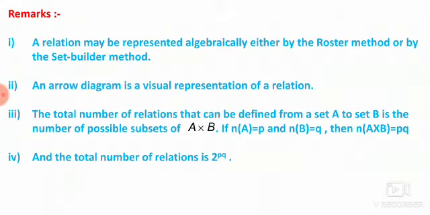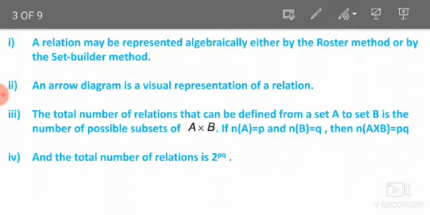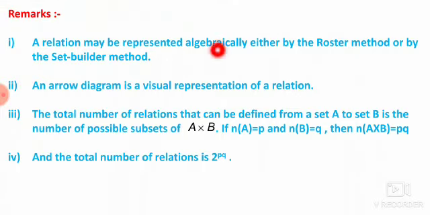Here is an important remark. First, a relation may be represented algebraically either by the roster method or by the set builder method. An arrow diagram is the usual representation of a relation. The total number of relations that can be defined from the set A to set B is the number of possible subsets of A cross B.